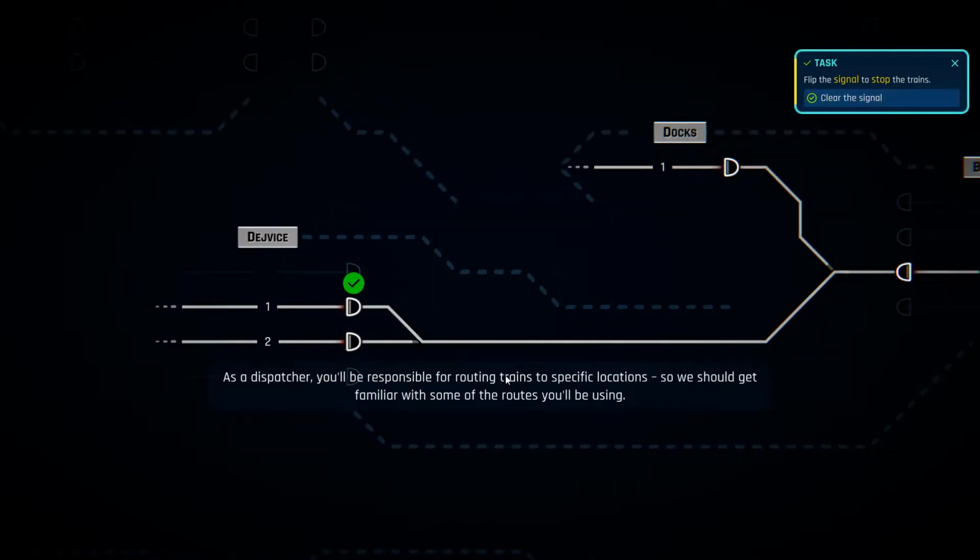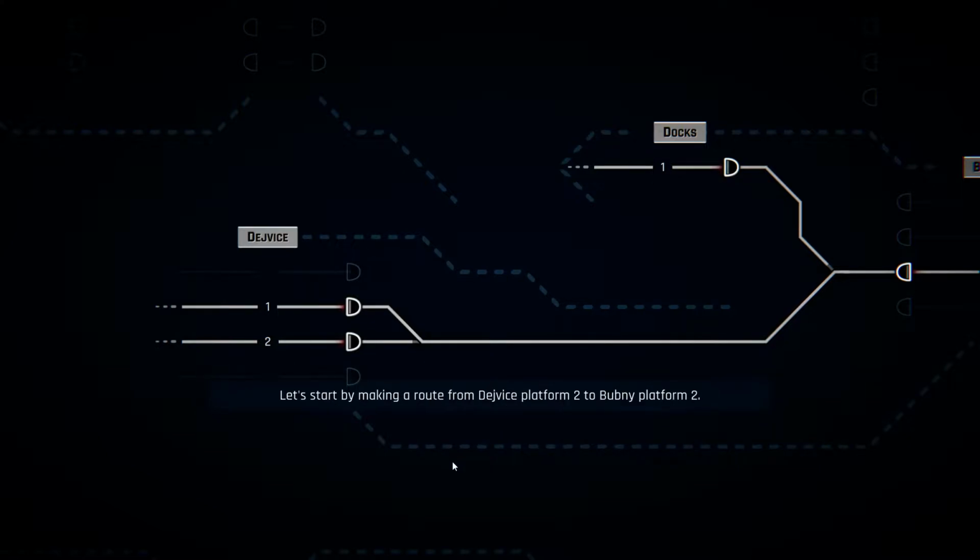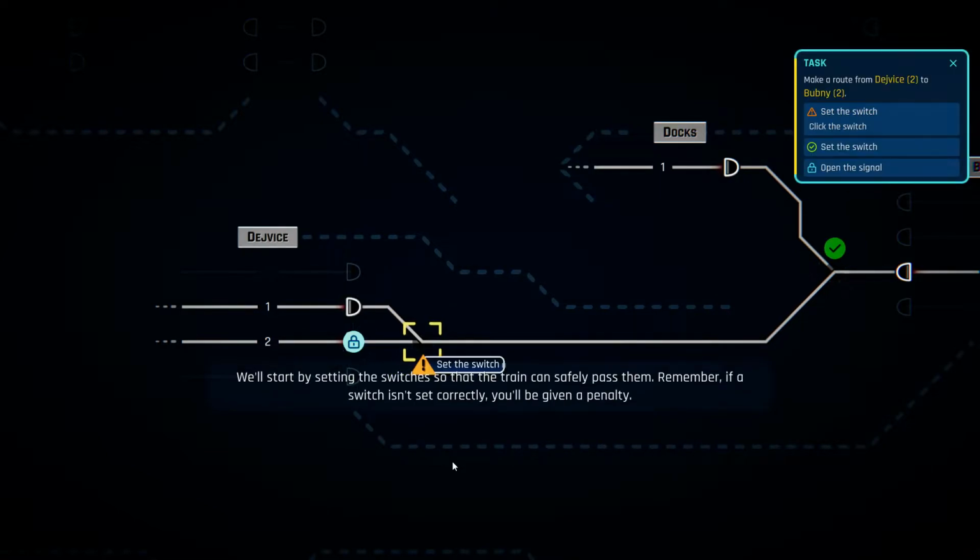Great job! As a dispatcher, you'll be responsible for routing trains to specific locations, so we should get familiar with some of the routes you'll be using. Let's start by making a route from Davica, Platform 2, to Bubny, Platform 2. We'll start by setting the switches so that the train can safely pass them. Remember, if a switch isn't set correctly, you'll be given a penalty.